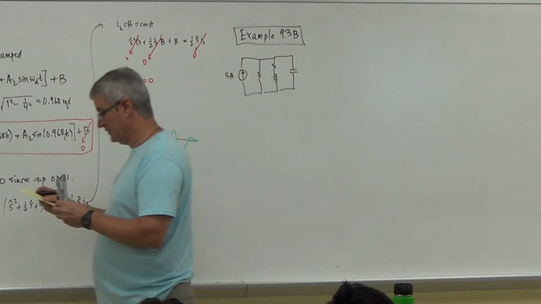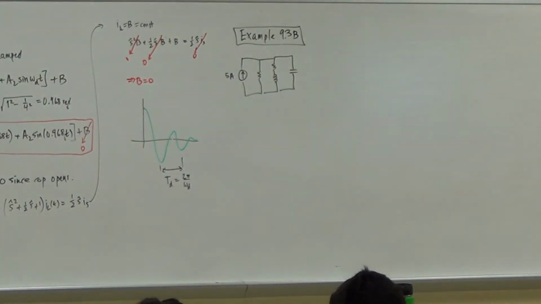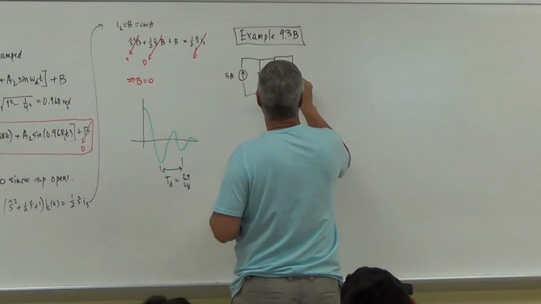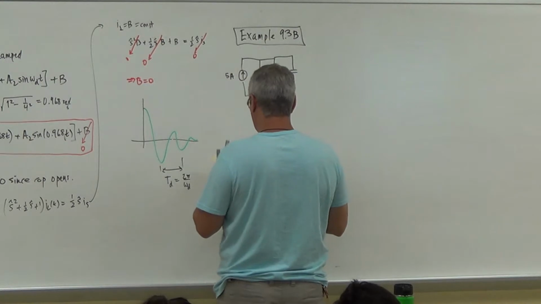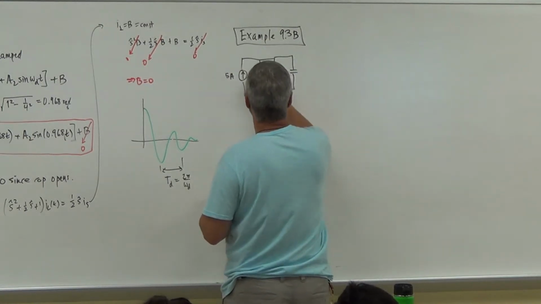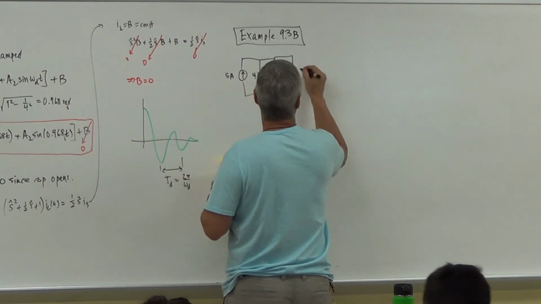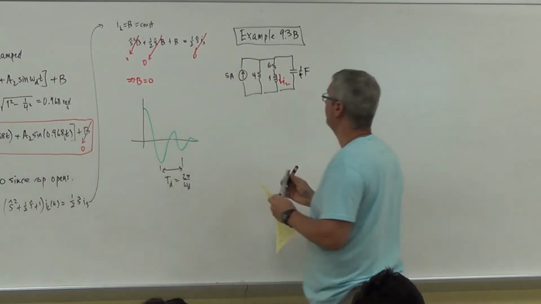What are we solving for in this circuit? Is it the current? Yes, the current. So in this circuit here, we're solving for IL. So what's the values that they give us here? This is 4, 6, 1, and then this is a quarter of a farad.